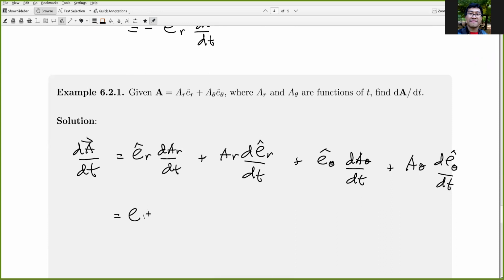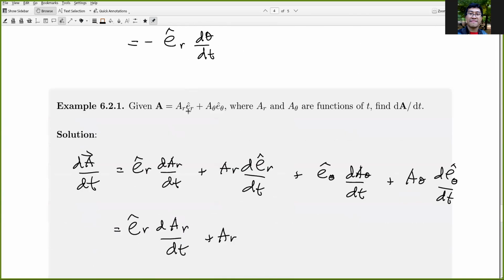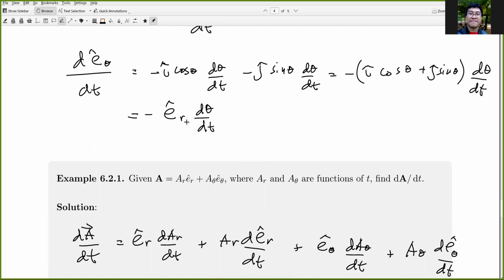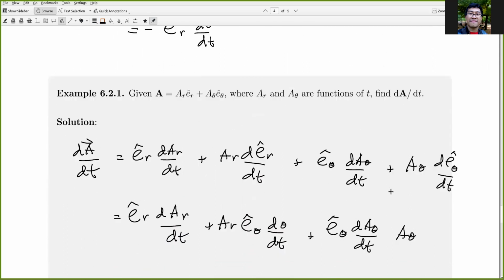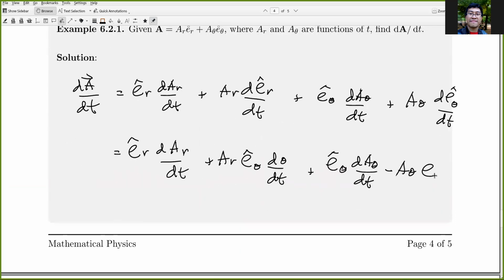So let's use our formulas. For de_r/dt, that's e_theta d theta/dt. Here we'll just copy A_theta. We'll use this for de_theta/dt, d theta/dt, but there's a minus sign, so we'll put negative here: e_r d theta/dt. Okay, so that's our value for dA/dt.